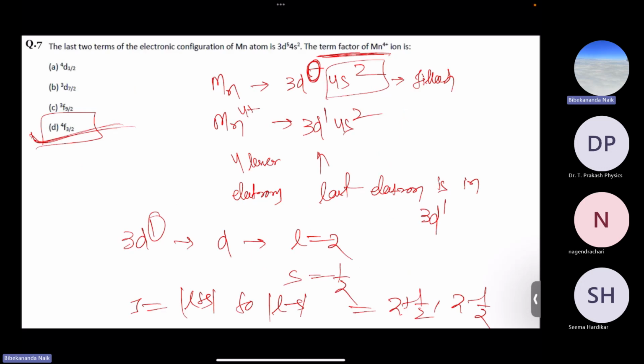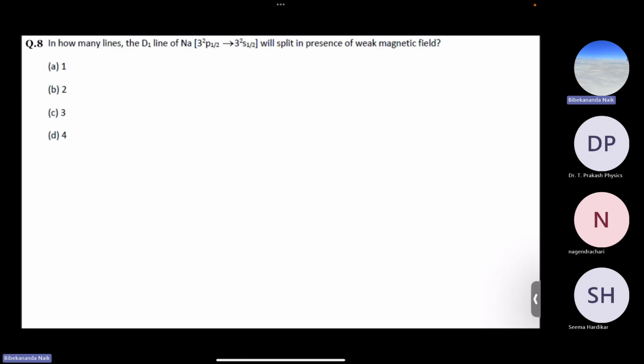Then question 8. In how many lines will the D1 line of sodium, which corresponds to the transition 3p 1/2 to 3s 1/2, split in presence of a weak magnetic field? So options are option A 1, option B 2, option C 3, and option D 4.